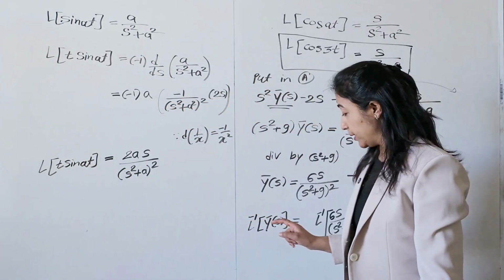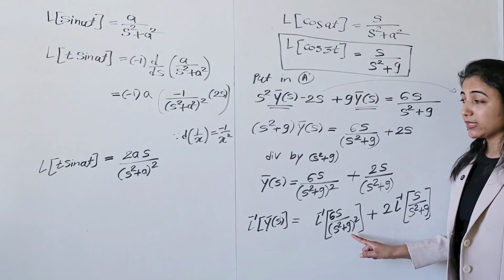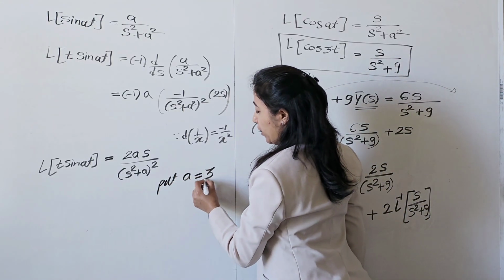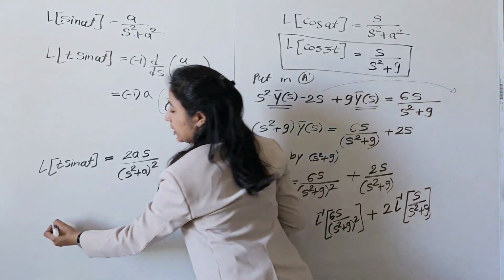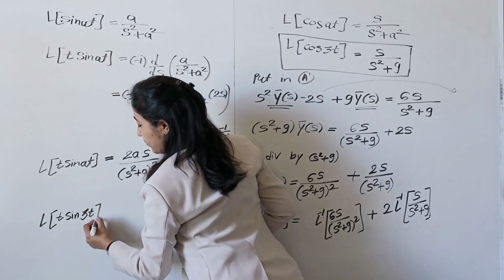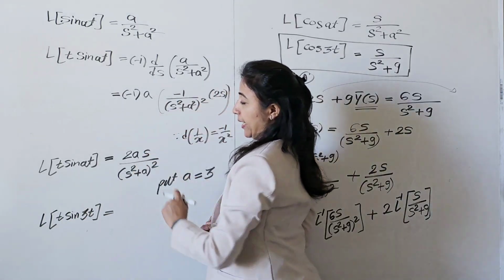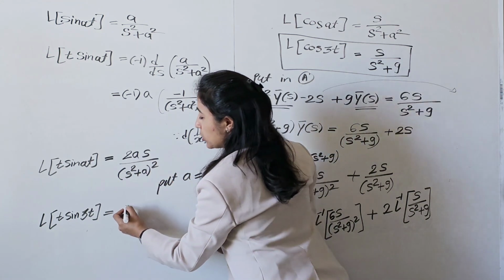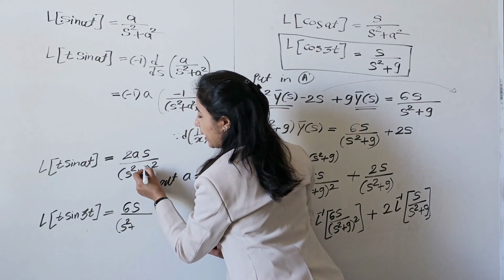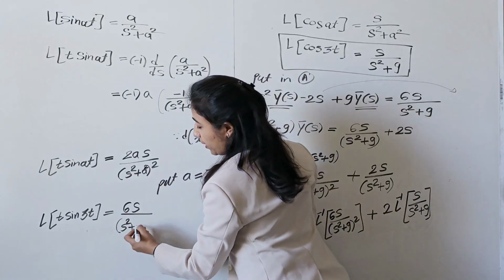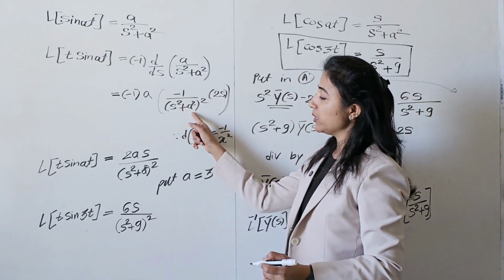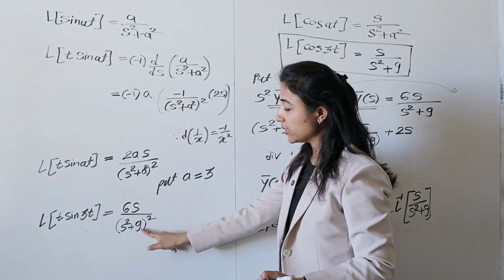But in this question there is 3 instead of a, it is a 3. So if we put a equal to the value of constant 3, then the Laplace transformation of t into sin 3t equals, here a is 3, so 3 into 2 is 6, so 6s upon (s square plus a square, which is 9) whole square. It is s square plus a square, and a is 3, so 3 square is 9.